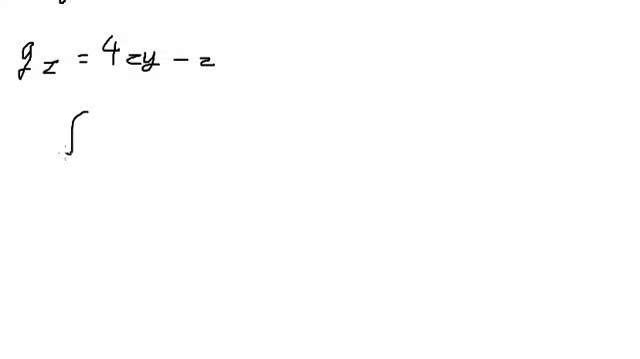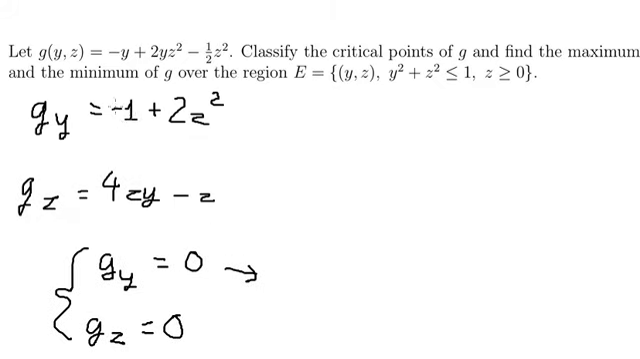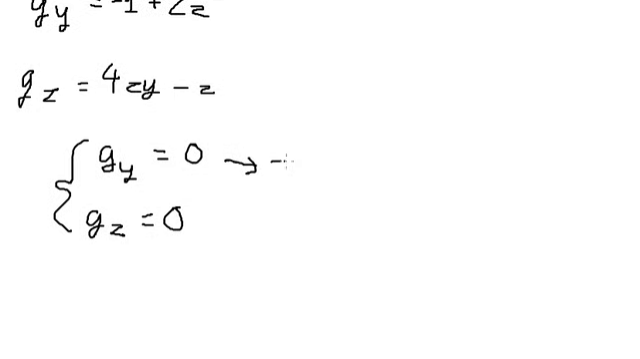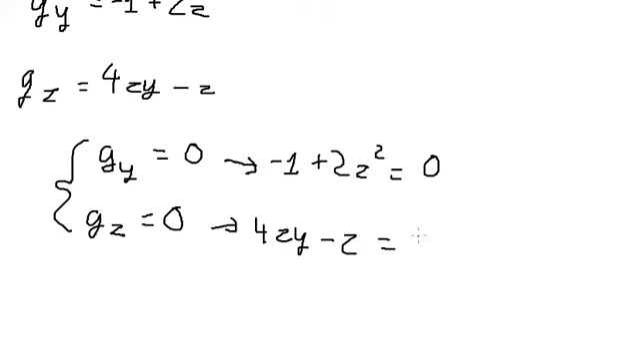And now we set gy and gz equal to number 0. So gy is this one, and this one equals to number 0. So for this one we have z squared. We put this one to the right and we divide both sides by number 2.